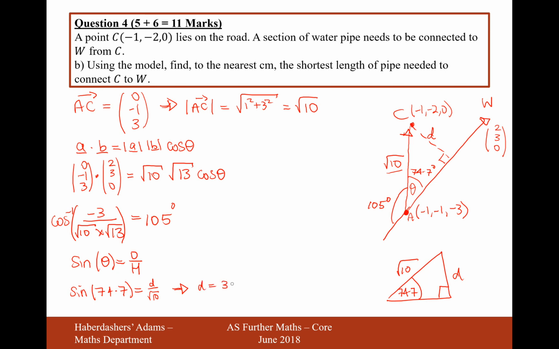3.05. So 3.05. Now to the nearest centimetre, this is in metres at the moment, so the distance here is going to be 305 centimetres. And there we are, that's the answer for this question here. That's a 6 mark for part B, 11 marks in total for question 4. Let's now move on to question 5.